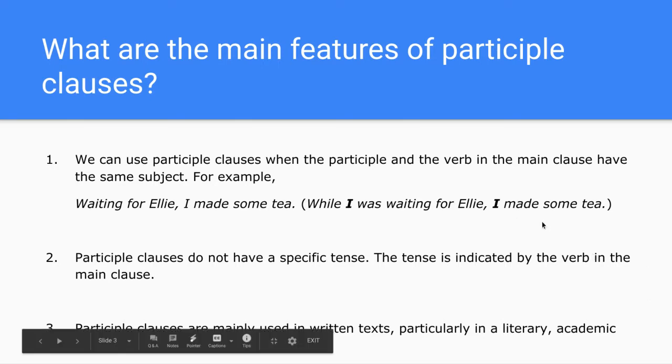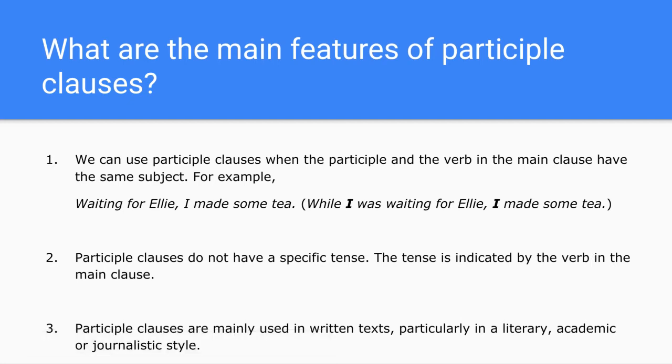Okay? What are the main features of participle clauses? What is it about them that you need to understand grammatically? We can use participle clauses only when the participle and the verb in the main clause have the same subject. So, whoever the carrier of the action is has to be the same. For example, "Waiting for Ellie, I made some tea." "While I was waiting for Ellie, I made some tea." The subject is the same. It is me. It's myself, I.